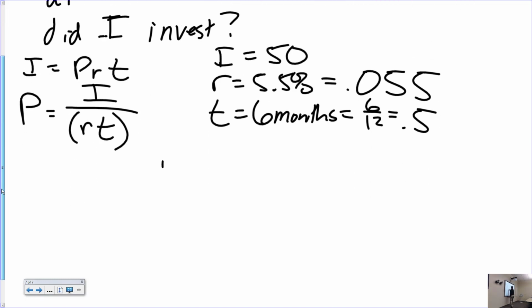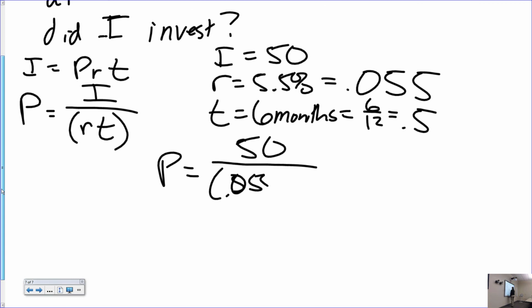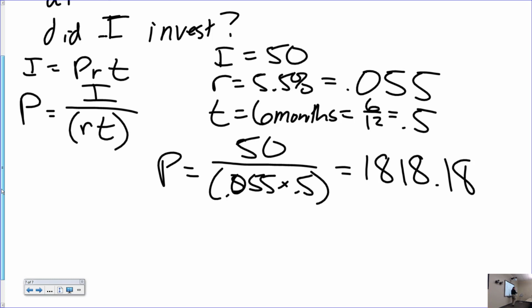So then it's just principal equals 50, all divided by 0.055 times 0.5. What did you end up getting? 1818.18, and so I assume the next number's a 1. Oh, no, it's just a line over top. Since it's money, you will round it to the nearest penny. $1,818.18. Not bad? Cool. All right.